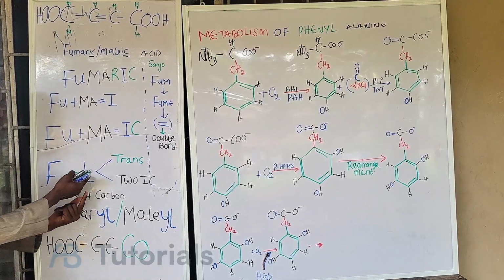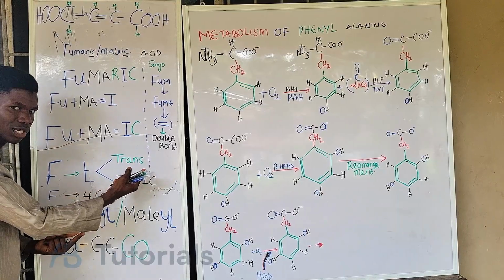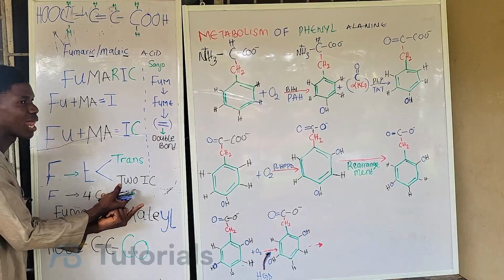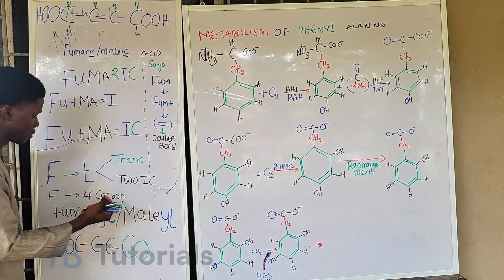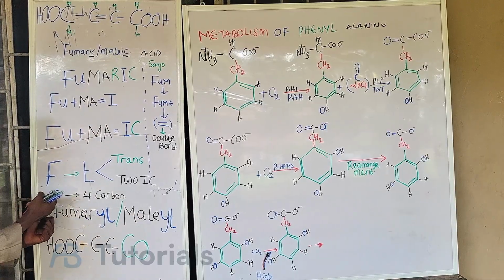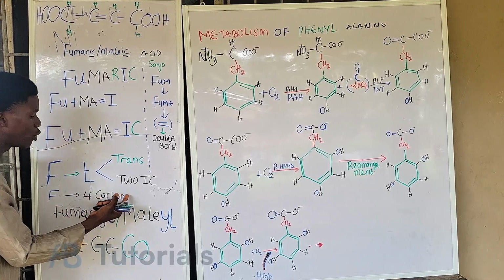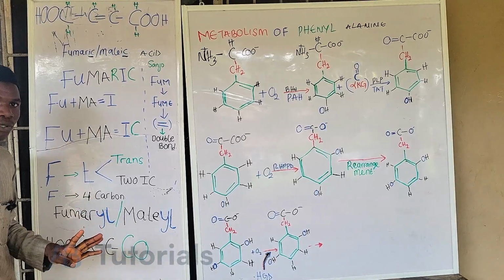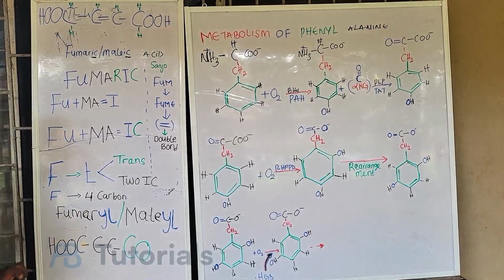Also, the F of fumaric can be converted to T, which means it can either be a trans. The T is telling you that it's trans. Or the T can also tell you that it is 2 IC, that is, it has 2 carboxylic carbon. The F can also tell you that it is 4 carbon. That is, the fumaric is 4 carbon. So if the fumaric is 4 carbon, the malic will also be 4 carbon. And you understand it because they are isomers. So that is that about that.